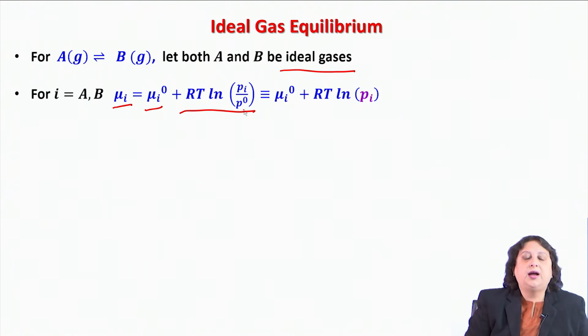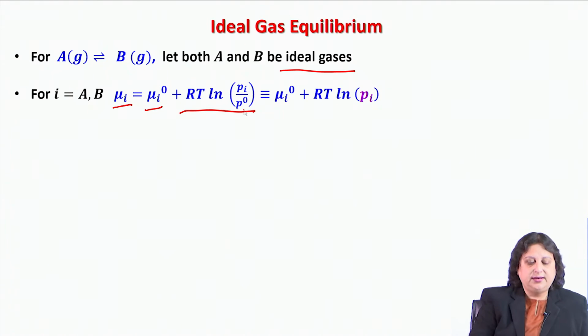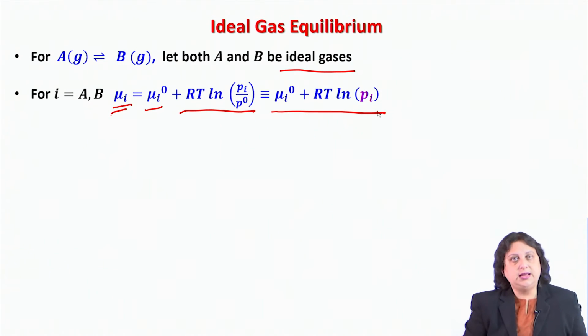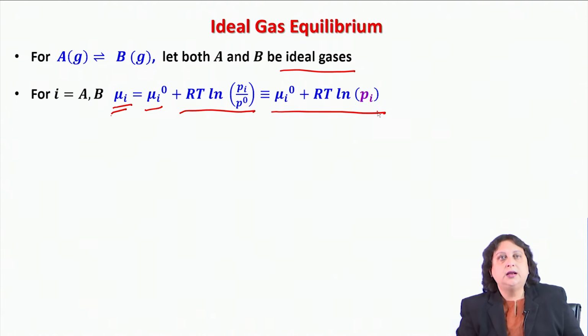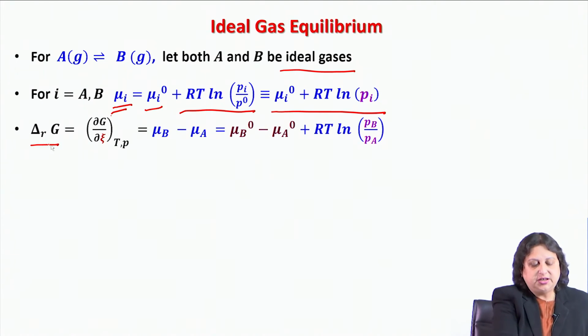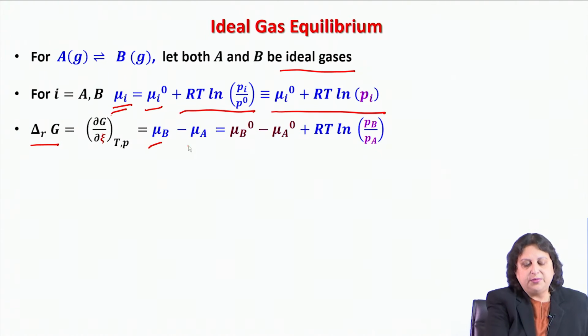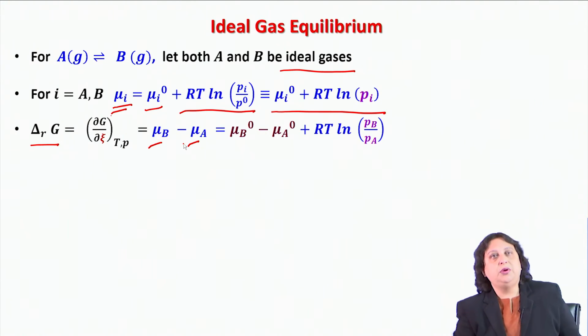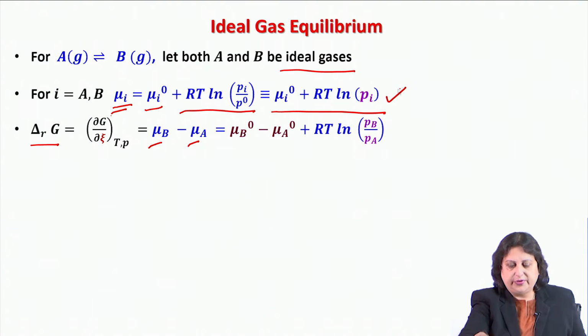Or if I use the standard condition as 1 bar, P naught equal to 1 bar, in that case, what I can do is, I can write down that mu i, the chemical potential of the ith component of this mixture, is mu i naught plus RT ln Pi. And therefore, I can write down delta Rg by replacing mu B and mu A by this particular relationship.